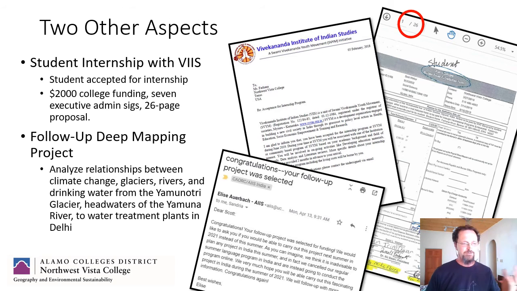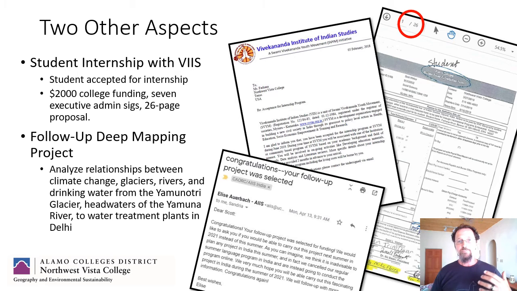I have 2 other projects that came off of our work there. In this one, I put out a call for internships, and a student responded to doing an internship at the Vivekananda Institute of Indian Studies. I was able to drum up $2,000 scratched from all over our college and our Office of International Programs. The student and I put together a 26-page proposal for the college district, not including the proposal for the Vivekananda Institute.